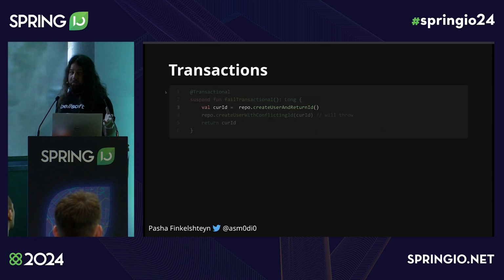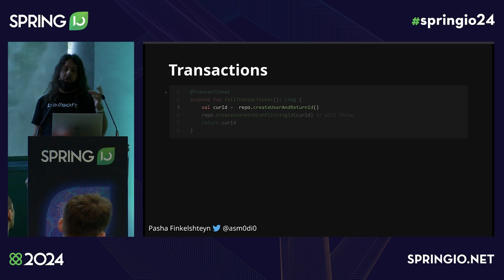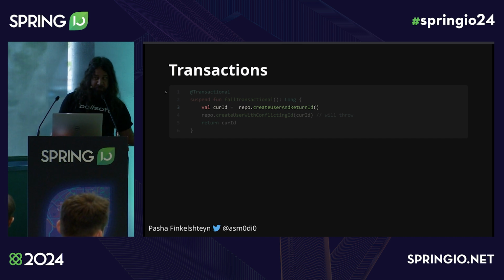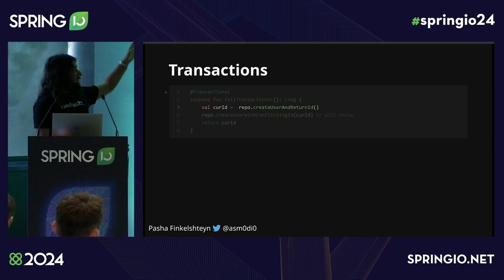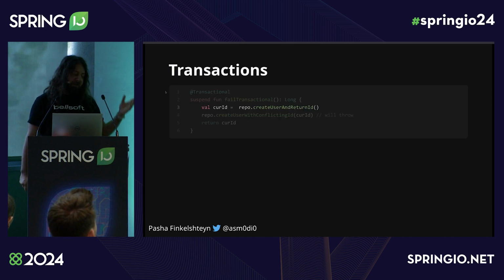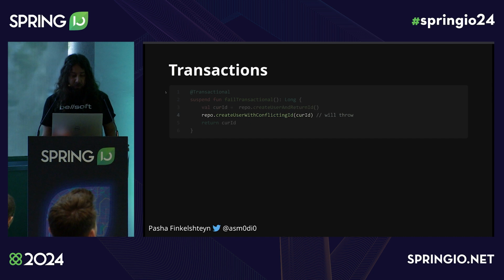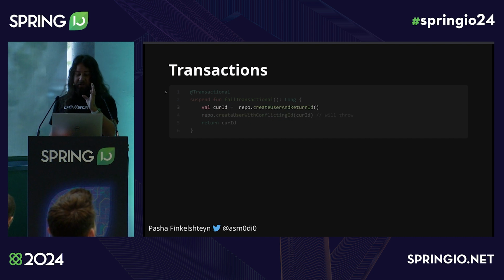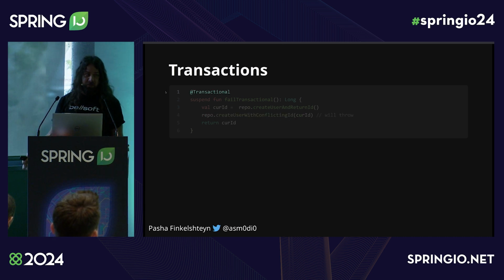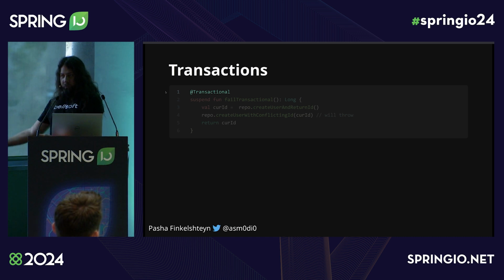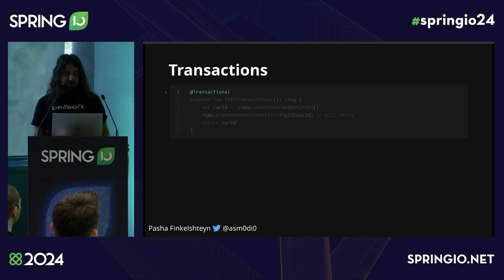Let's speak about transactions a bit. Transactions are a tricky topic. They were not implemented for some time, but they are already implemented in this reactive world. And for us, it actually looks exactly like it would look without any reactive stuff. We have this transactional annotation. We can create a user, get its ID, and we can try to create a new user with the same ID. It will throw an exception, and because the function is transactional, the first user won't be saved, which is usually the result we want to have. If we don't want to have this result, we just remove the transactional annotation and everything is good.